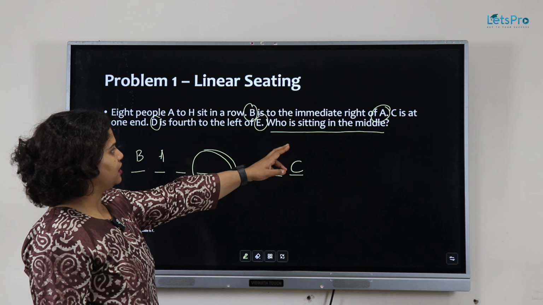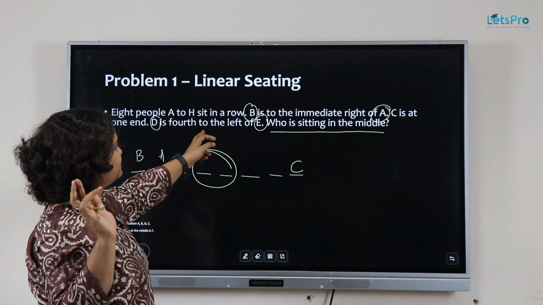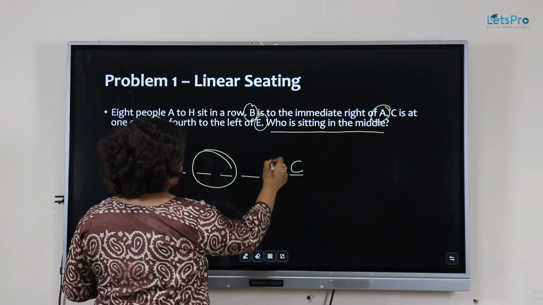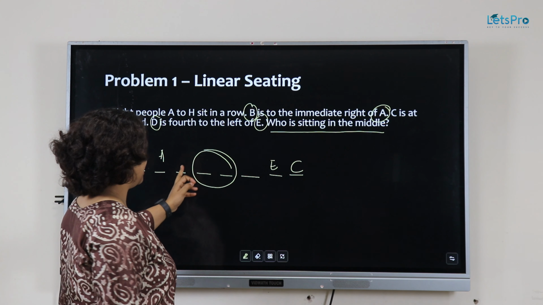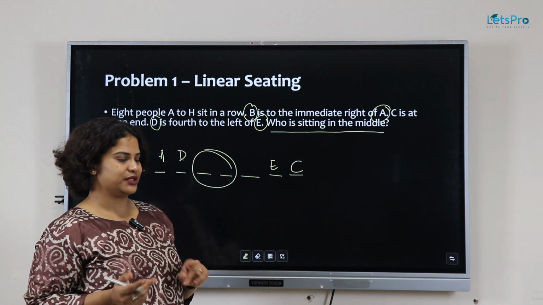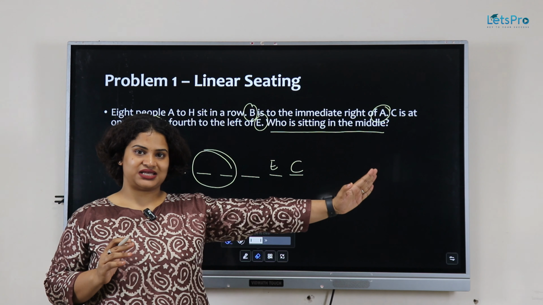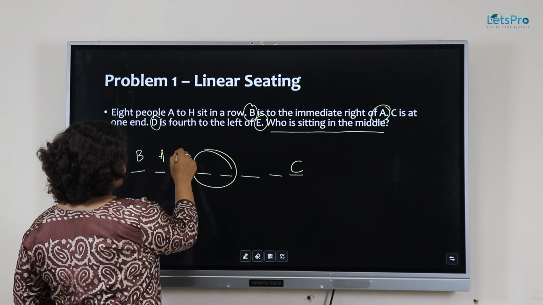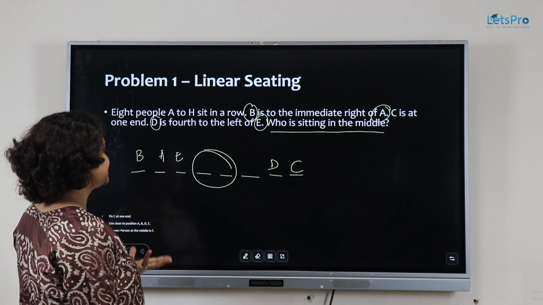Next, C is at one end. We already fixed C. D is the fourth to the left of E. Now let's fix E's position. Here E, right? So now fourth position, 1, 2, 3 and 4. That means D is sitting somewhere here. But is that possible? No, right? Because left should be this side. That means our E is here, 1, 2, 3 and 4. D is here. Now who is sitting in the middle?